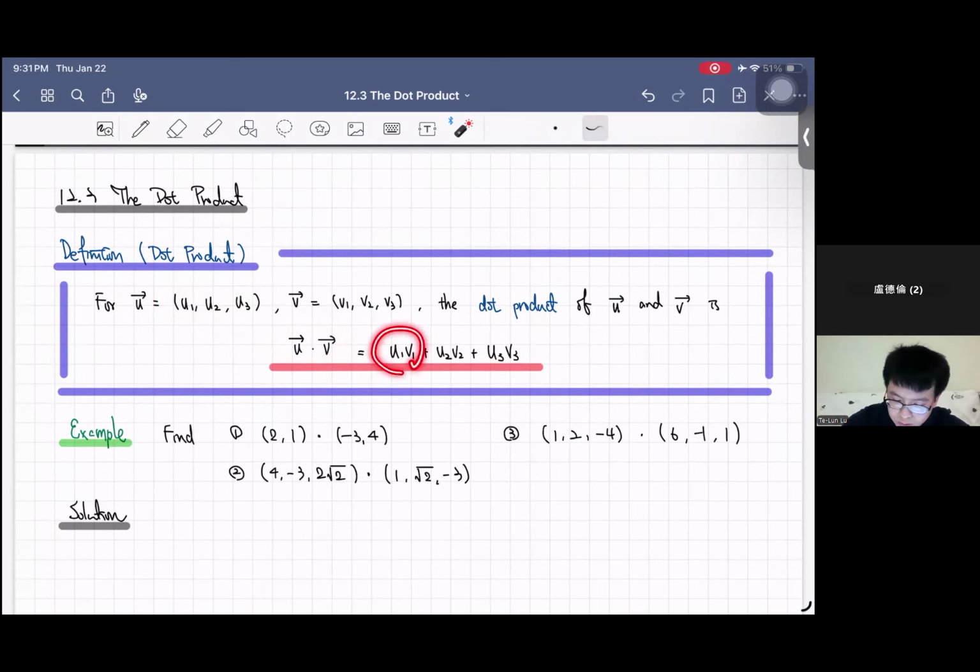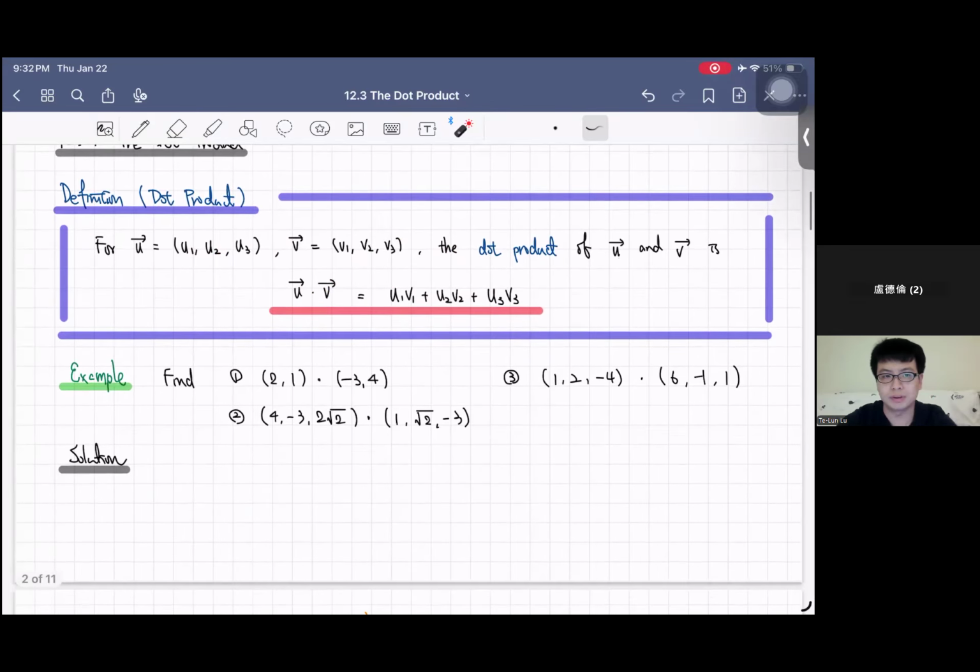So it is u1 v1 plus u2 v2 plus u3 v3. What you're doing in the dot product is basically multiplying the entries entry-wise, u1 v1, u2 v2, and u3 v3. And then you get a scalar. Okay. The same thing works for two-dimensional space. So let's see some examples.